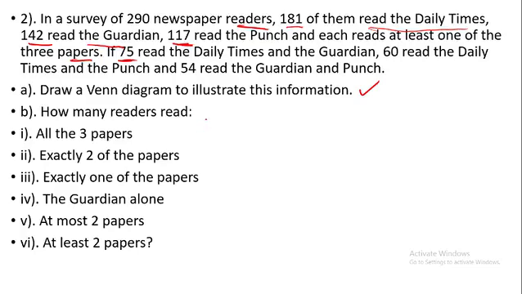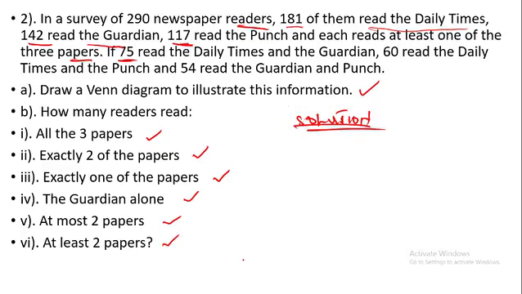Number 2, how many readers read 1 or the 3 papers? 2, exactly 2 of the papers. 3, exactly 1 of the papers. 4, the Guardian alone. 5, at most 2 papers. 6, at least 2 papers. Okay, let's start the solution here, and then we'll go over to the next page.